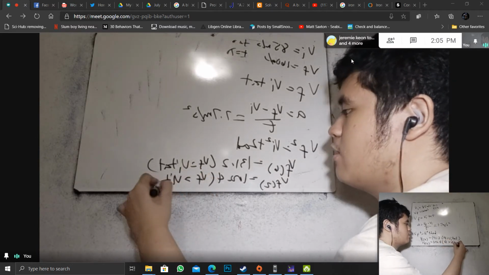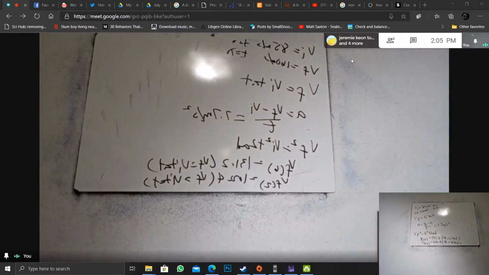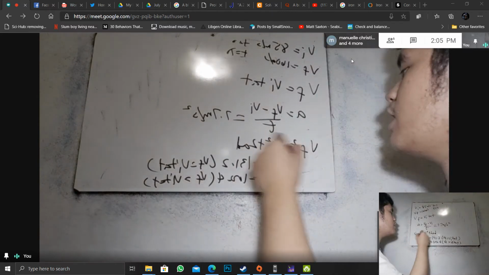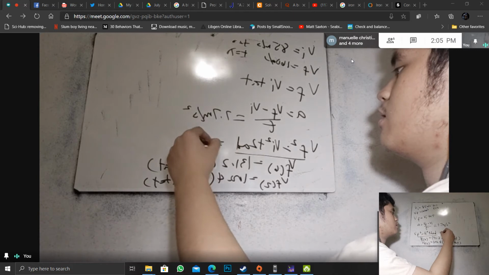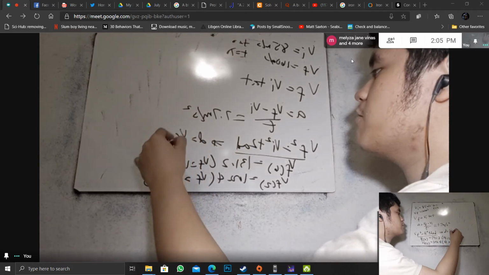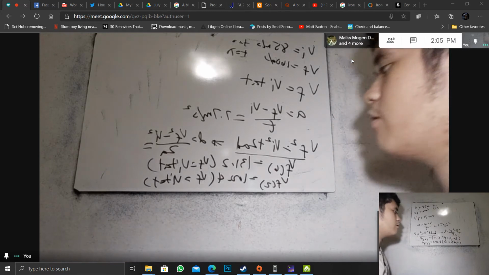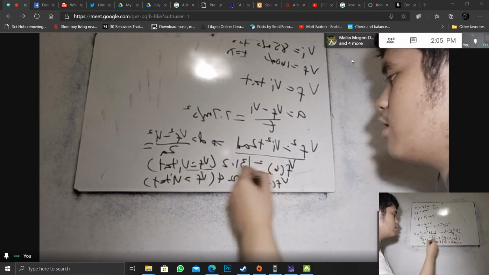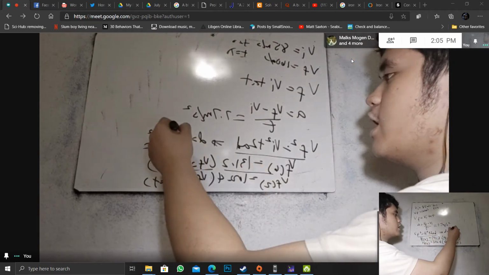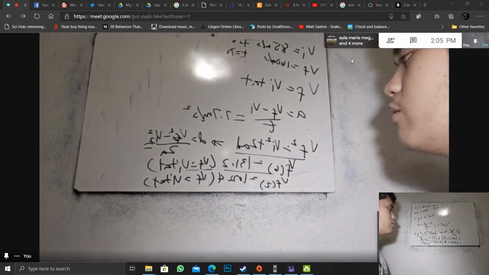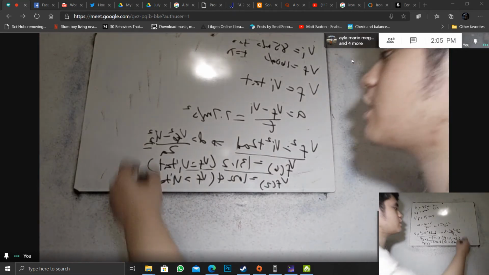I'm sure there's a better way to do this, pero this is what I find comfortable. So, using this, distance equals VF squared minus VI squared over 2A. And using these values, V at 6 minus V at 2, you will get 463.2 meters. No?